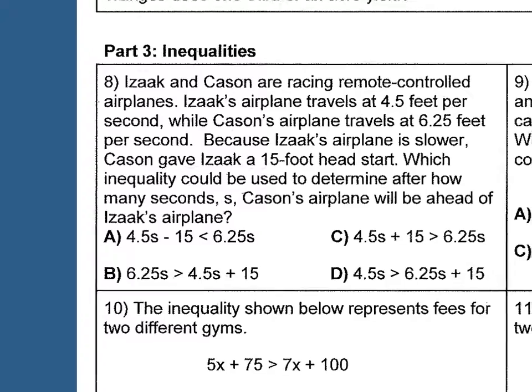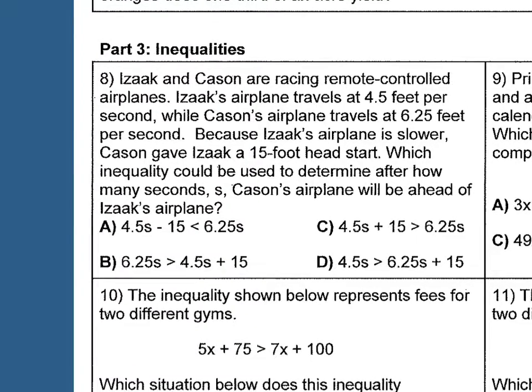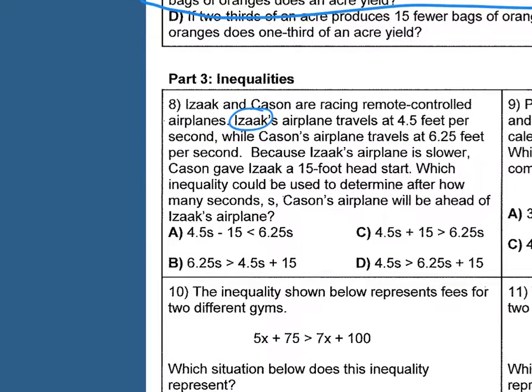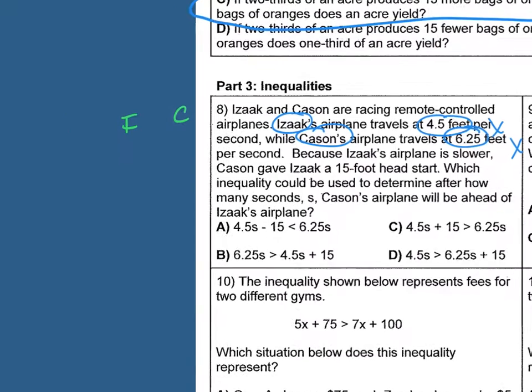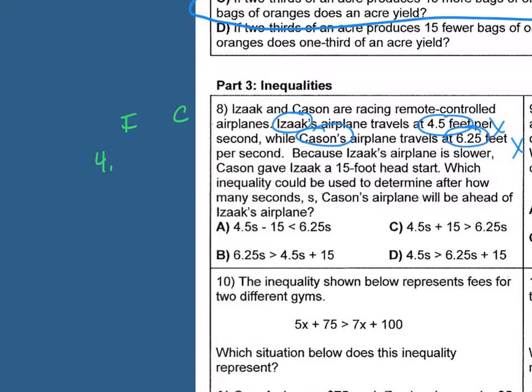Number 8, Isaac and Kason are racing remote-controlled airplanes. Isaac's airplane travels at 4.5 feet per second. Kason's airplane travels at 6.25 feet per second. So we're comparing Isaac and Kason. Isaac's got the 4.5. Kason's got the 6.25. Because Isaac's plane is slower, Kason gave Isaac a 15-foot head start. So we're adding 15 to Isaac's time.